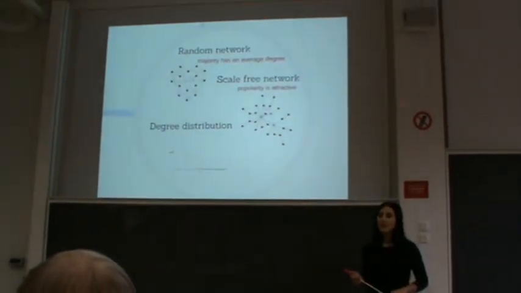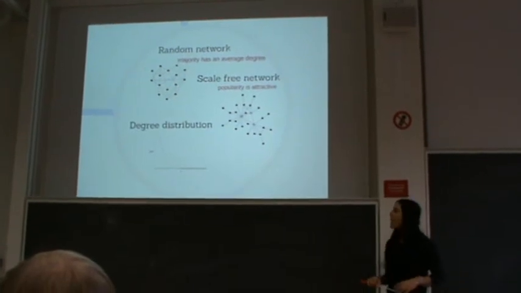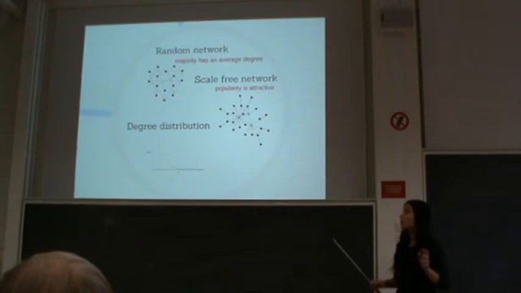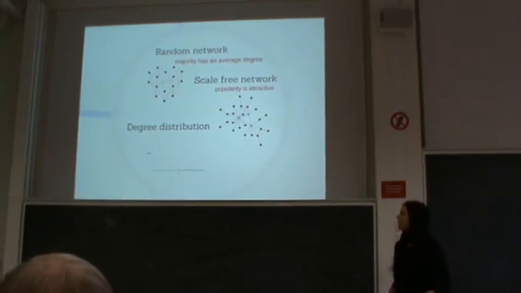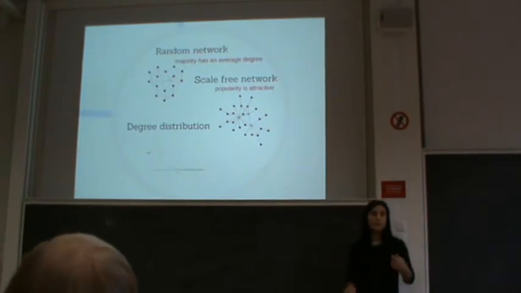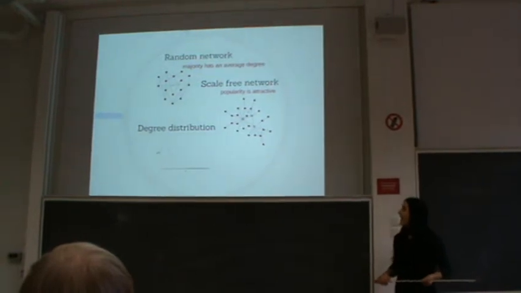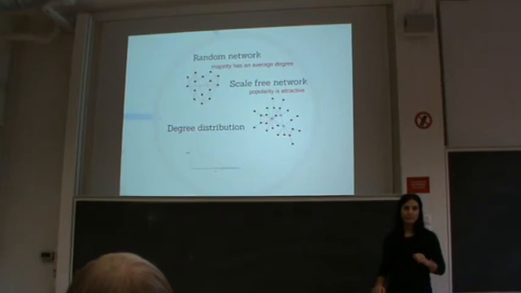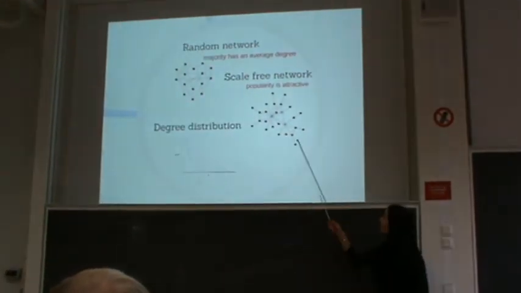Take, for example, a social network, and imagine that you're a node in this network. How would you make your connections? Would you choose your connections, your friends, randomly? Or would you prefer to connect with people you already know, or friends of your friends, for example? And this kind of thinking brings us to another type of structure. This is called the scale-free network.